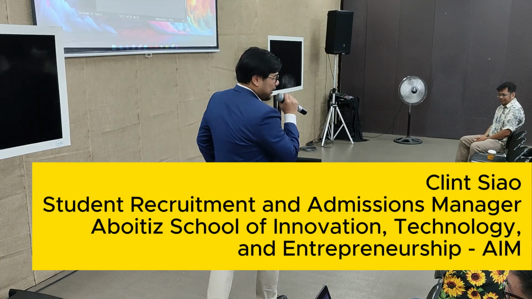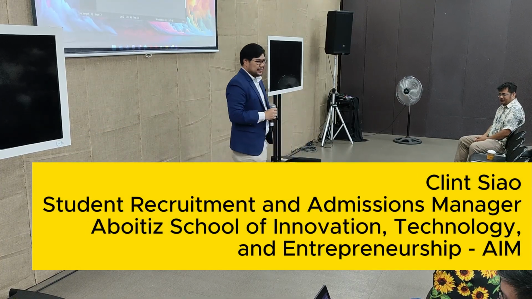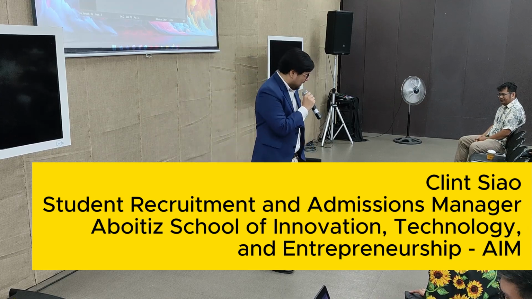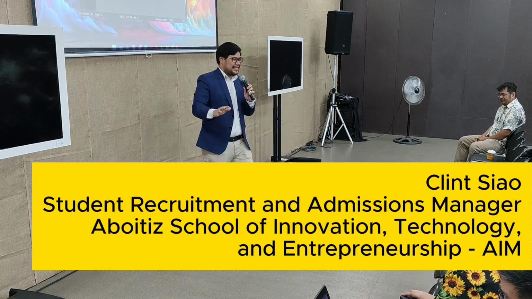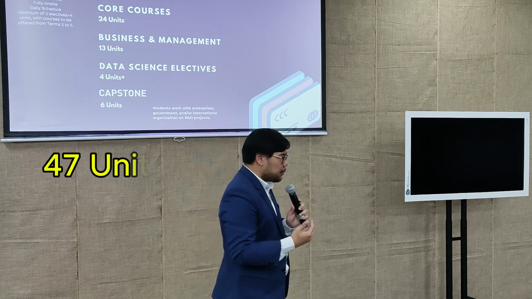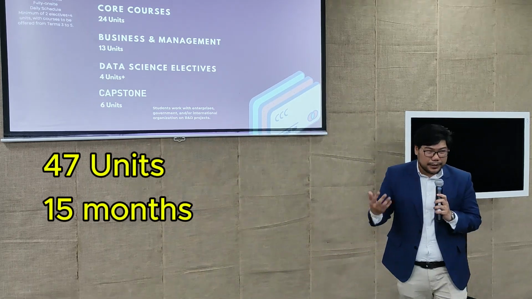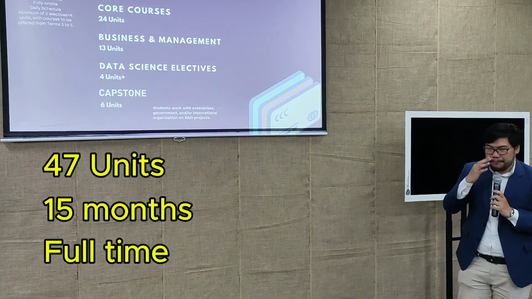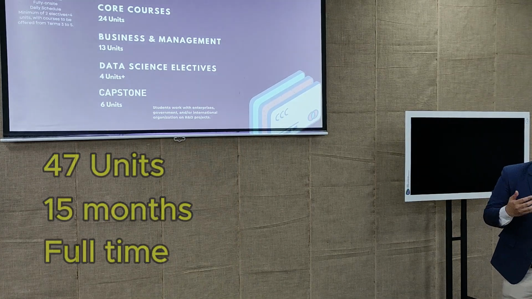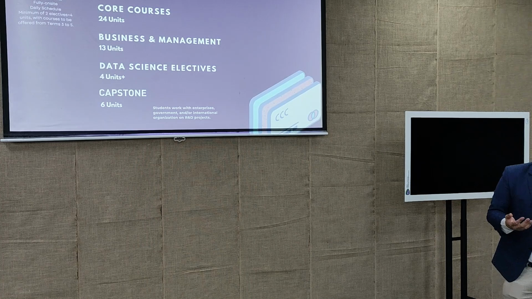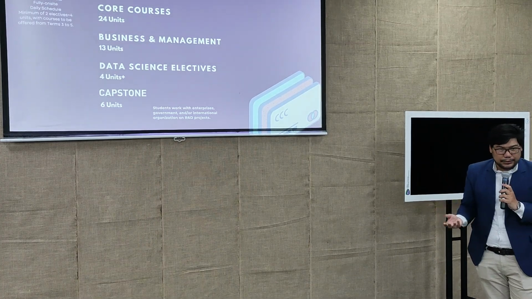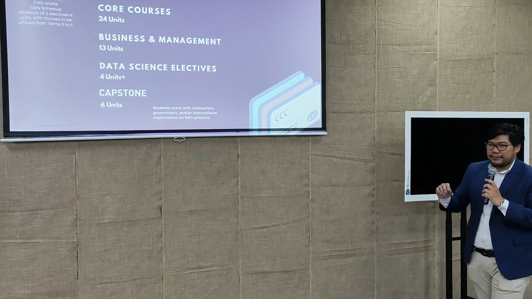Okay, I would like to introduce myself. I'm a student and ambitious manager of the School of Innovation, Technology, and Entrepreneurship. Again, welcome to AIM. So, this is the program curriculum. The total is 47 units. It's a 15-month full-time program. 24 units or 4 courses. We have 1/4 of the curriculum is business and management courses. We have data science selected if you want to focus on a specific domain of data science. And we have a capstone.